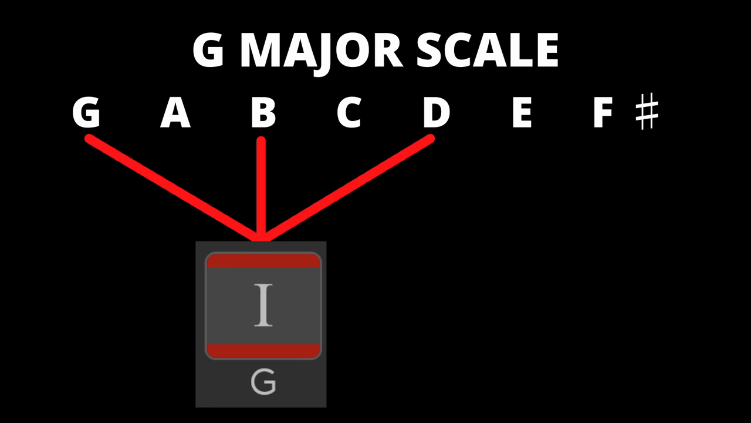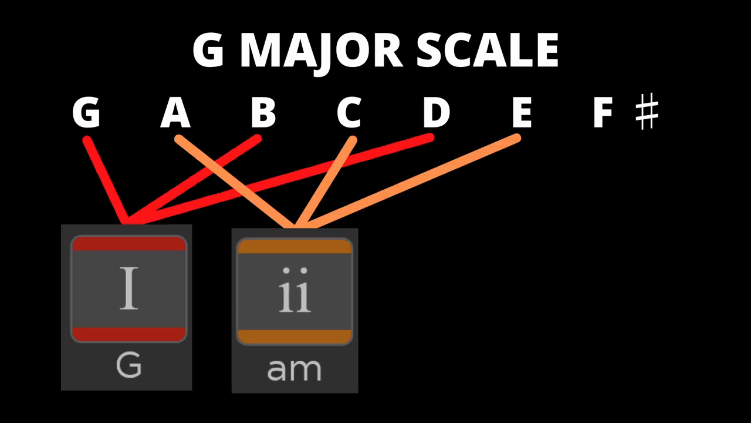The G major scale has the notes G, A, B, C, D, E, and F sharp. If we start with the first note G, skip a note to B, and then skip a note to D, we have three notes: G, B, and D. These three notes create a G major chord. This is the first chord in the key of G major. We label it with an uppercase 1 Roman numeral.